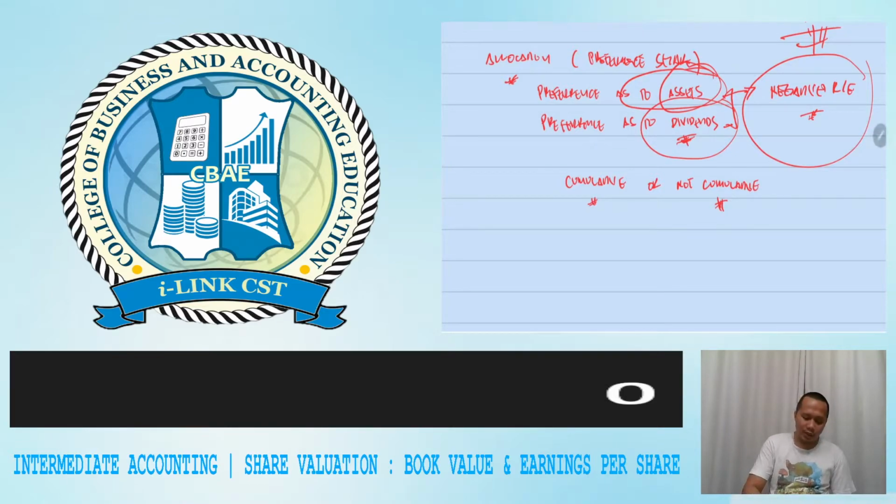A preferring share can also be participating or non-participating. Meaning, pag sinabi natin na participating siya, aside from the dividends na marireceive daw niya, in excess of the par, the preferring share can participate in the allocation also.